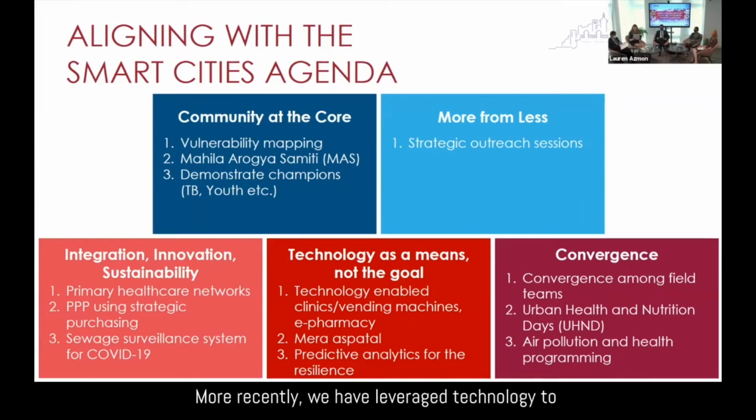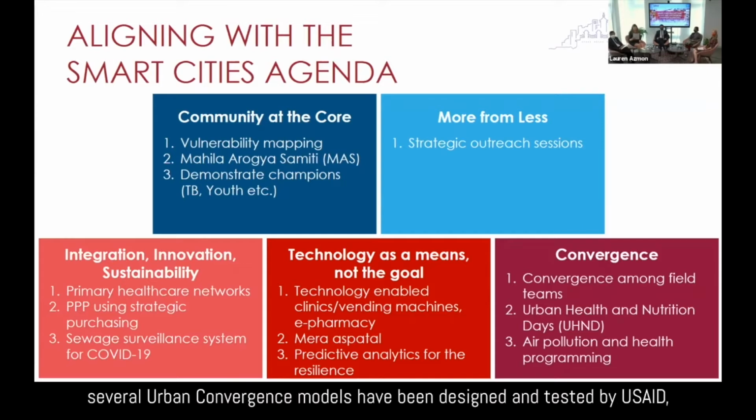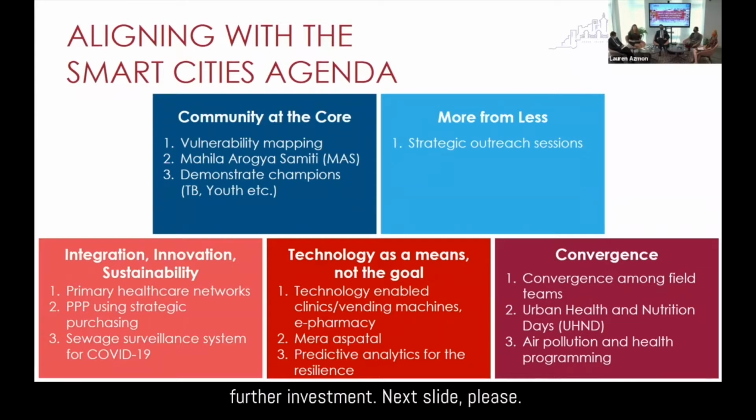And more recently, we have leveraged technology to provide predictive analytics during the pandemic. Finally, several urban convergence models have been designed and tested by USAID, and many have been scaled up. However, this is an area that requires further investment. Next slide, please.